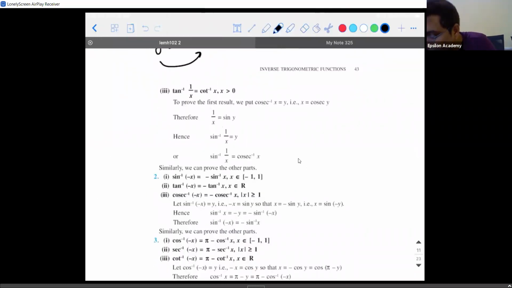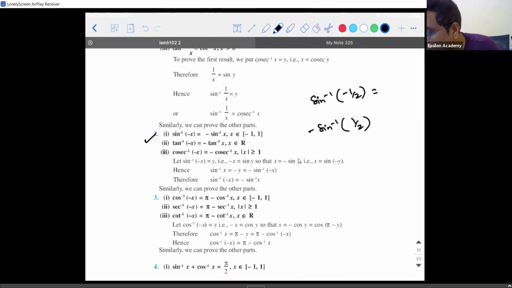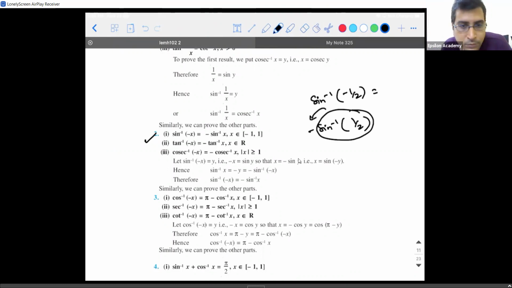So the second property says sine inverse of minus x is minus sine inverse x. Is this not what we did till now? Sine inverse of minus half is nothing but minus sine inverse of half. That's what I told you: first find the acute angle, put a minus sign to it. Correct? That's what the property says. That's it. Okay, but we'll see the proof for it.